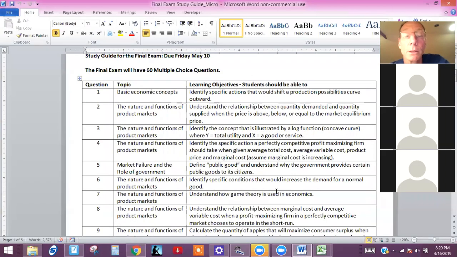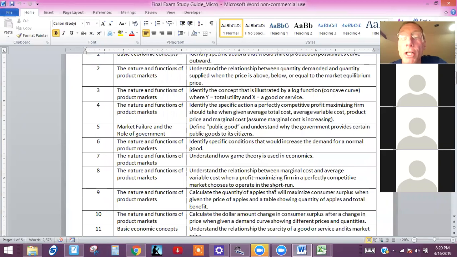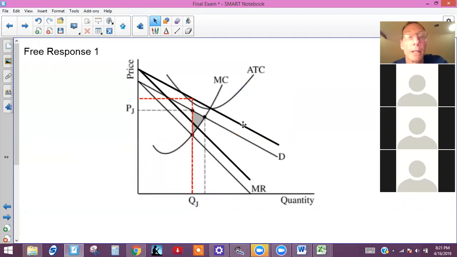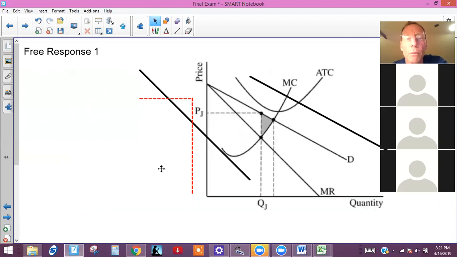Number 4, identify the specific action a perfectly competitive profit-maximizing firm should take when given average cost, average variable cost, product price, and marginal cost. Okay, so what we're really talking about here is that when you look at, I'm going to see if I can find a graph here really quickly. Yeah, I've got it here. Let me move some things out of the way so we're not so confused.